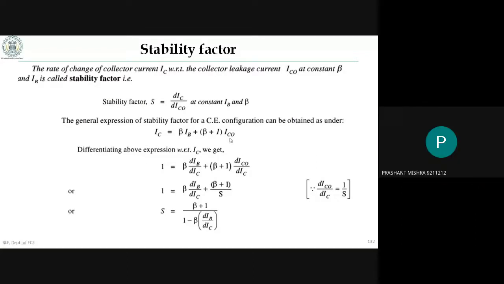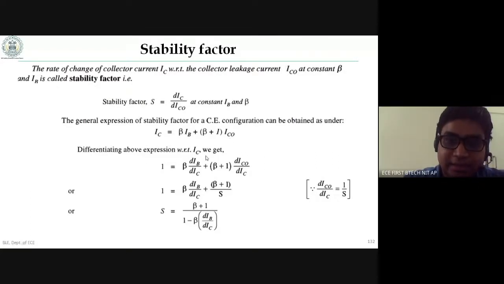If you differentiate the collector current equation with respect to IC, then it will be 1 equals beta dIB by dIC plus (beta plus 1) dICO by dIC. Now dIC by dICO is what? The stability factor S, right? So it will be (beta plus 1) divided by S. If you rearrange this, finally we get this relation. A question may be asked in the midterm exam: what is the stability factor and how can you derive it? So you have to derive like this.